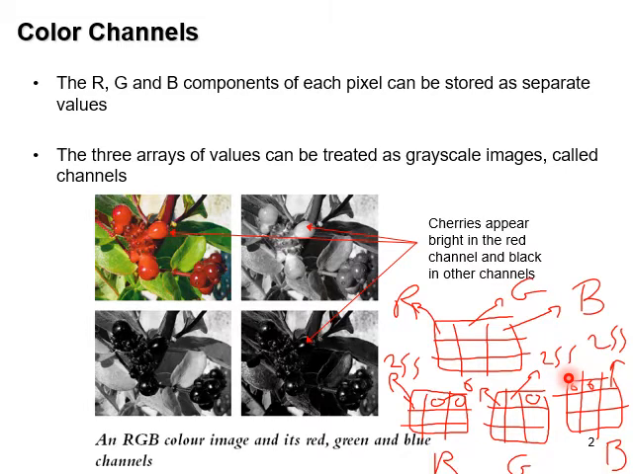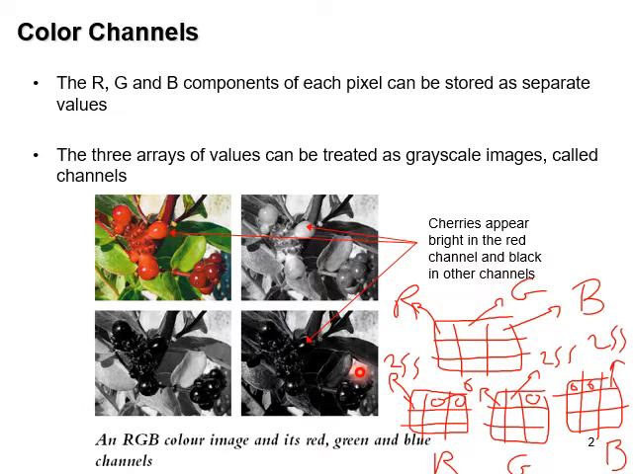Okay, let's see an example. Looking at this picture here, this is an RGB image, a colored image, where every pixel is represented with 24 bits, as we said. Now we're looking here at the red channel, the red component of all pixels. We're looking here at the green channel, and this is the blue channel.